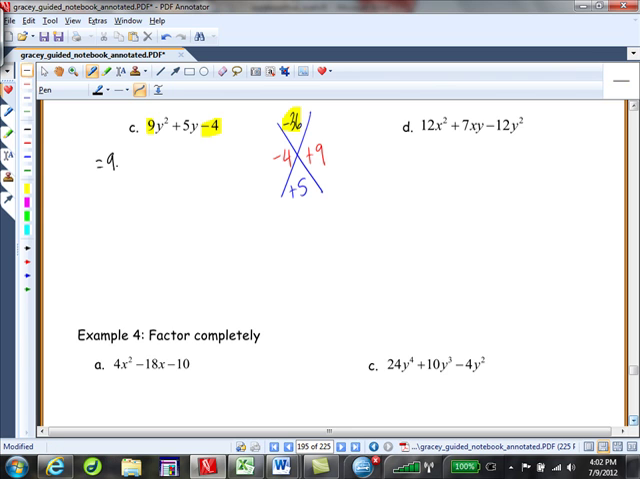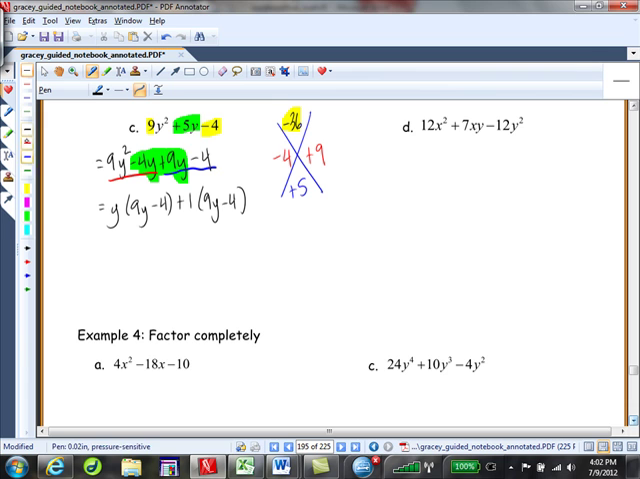So then we will get 9y squared minus 4y plus 9y minus 4. So we split our middle term into these two. And then here's our red group and our blue group. So we can factor out a y from our red group and we'll get 9y minus 4. And you see we can only factor out a 1 from the blue group and we'll get 9y minus 4. And then we have a common binomial factor of 9y minus 4. So when we factor that out, we're going to get 9y minus 4 times y plus 1.